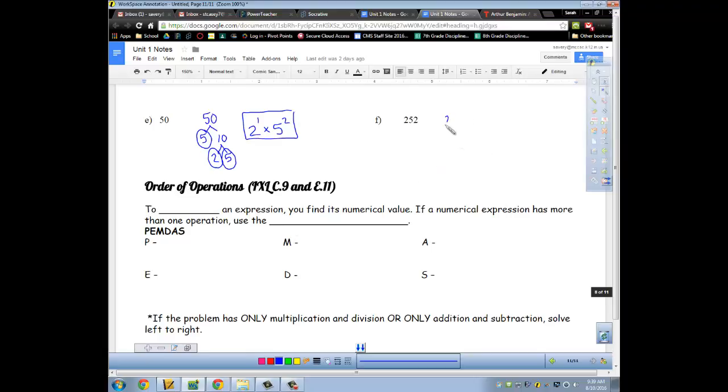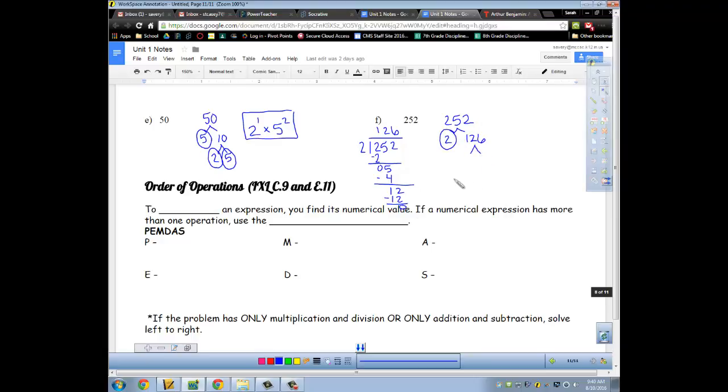Part F, 252. Now that's a bigger number, but that's okay. Since that's even, I know that I can divide it by 2. So I have 2 as one factor. Now off to the side, I'm going to figure out what is 252 divided by 2. So 2 goes into 2 once. Bring down the 5. 2 goes into 5 twice to get 4. Subtract to get 1. Bring down the 2. 2 goes into 12 6 times to get a remainder of 0. So 2 times 126. 2 is prime, so I circled it.